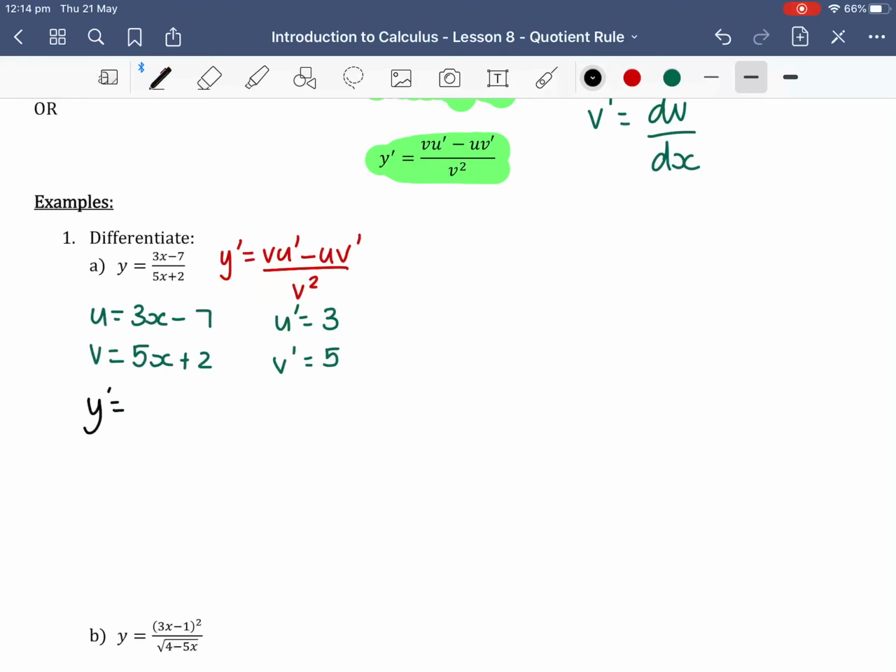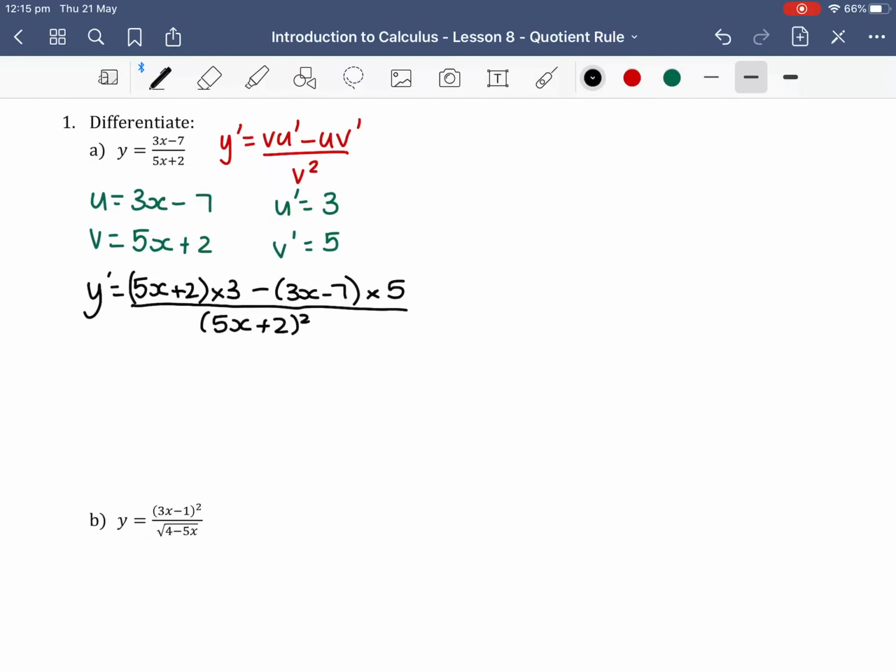So then our y dash is equal to our v, which is 5x plus 2, times our u dash of 3 minus our u, which is 3x minus 7, times our v dash of 5, all over our 5x plus 2 all squared. Now we can leave our 5x plus 2 all squared as 5x plus 2 all squared. We're not going to touch the bottom, but we are going to expand the brackets and then collect like terms for our numerator.